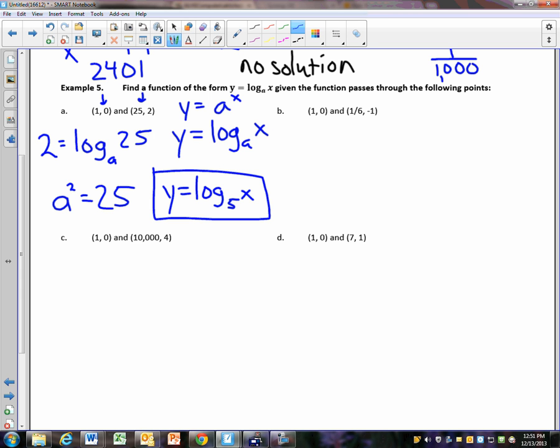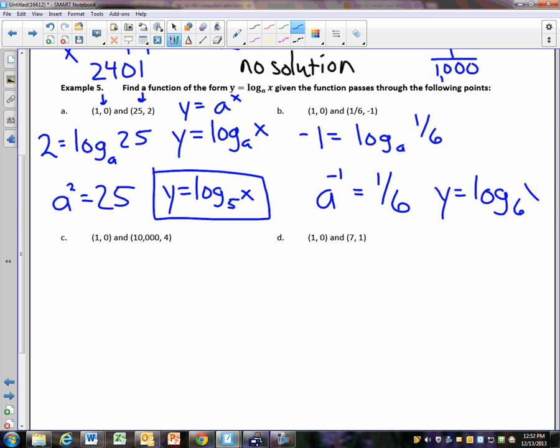Next one, my y value is -1 equals log base a of 1/6. Again, I look at it, I don't really know what it means. So I rewrite it in exponential form. Base a to the -1 power is equal to 1/6. What number do you take to the -1 to get 1/6? 6. So we have y equals log base 6 of x. And that's my function.